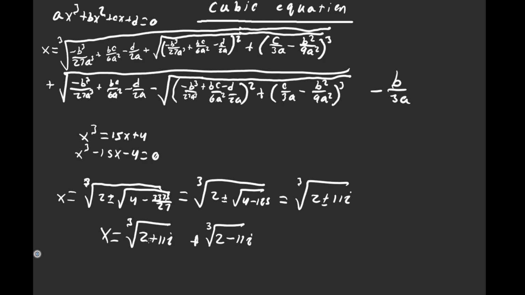But if we were to guess and check and look for rational solutions, we would find that x equals 4. That is one of the solutions that we would get. And by factoring that out, we would get the other two solutions. But why does our solution not equal 4? Why does it not equal 4?